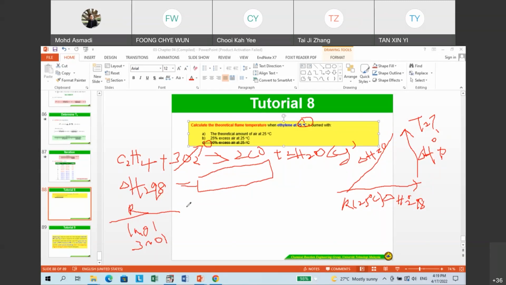So you have to calculate the number of moles: 79 divided by 21, times 3. Since this is not only oxygen but air, the number of moles of nitrogen is 79 divided by 21, times 3, because oxygen is 3 moles. So you get 11.29.